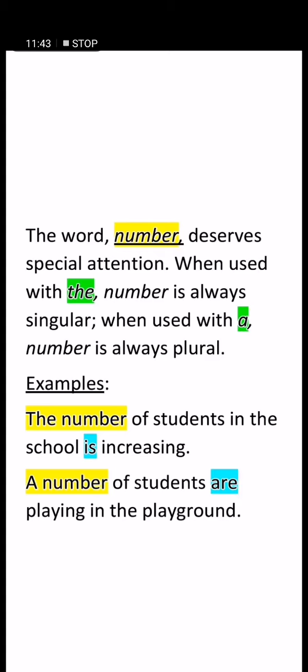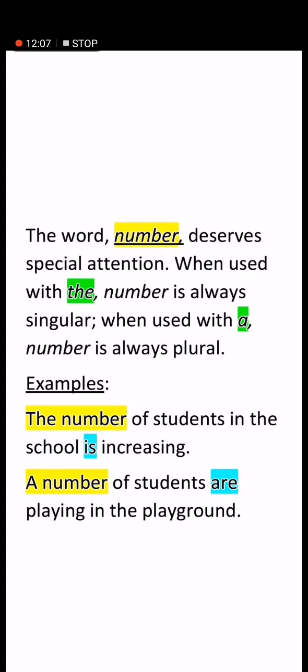Now we have a special case with the word number. The word number deserves special attention. When used with the definite article, number is always singular. So we say the number of the students is. While when it is used with the indefinite article, it is always plural.